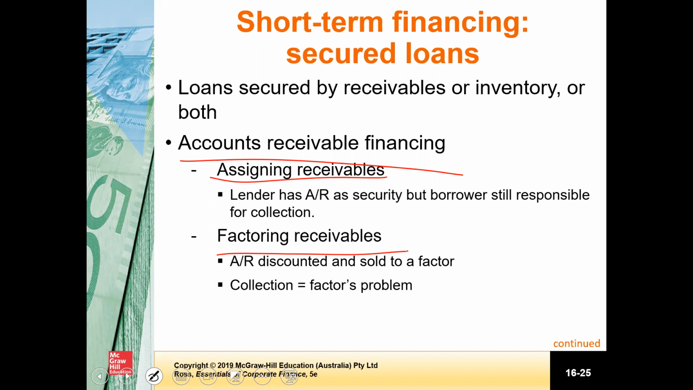The lender is the factor. When it is sold, collection is the factor's problem, and the factor assumes the full risk of default on bad accounts. With maturity factoring, the factor forwards the money on the agreed upon future date. So you can see that in the case of factoring, the collection is the factor's problem.